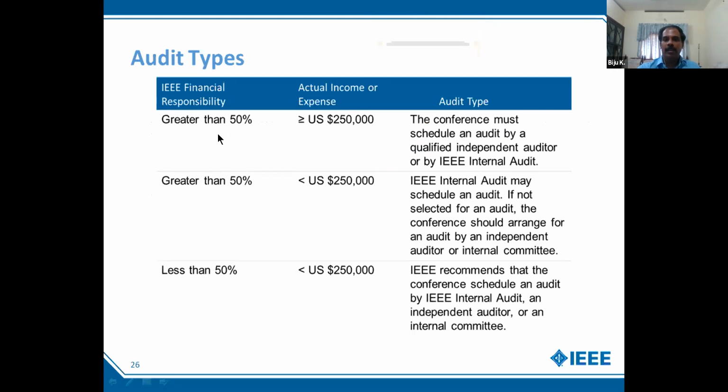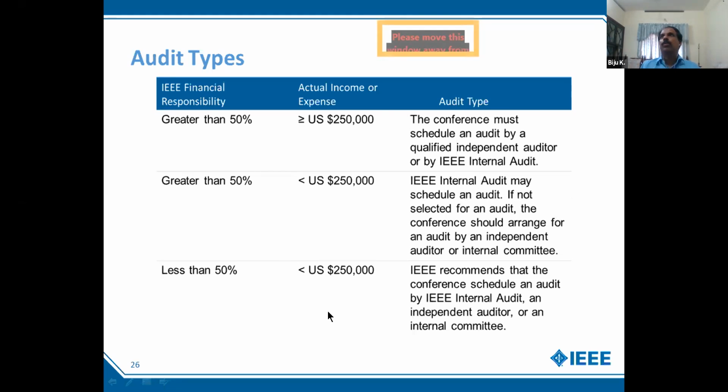The first category is with financial responsibility greater than 50%, and the actual income or expense greater than 250,000 US dollars. In that case, there is a rigorous audit process by IEEE. It's a very difficult process, so extreme care is to be taken in these cases. The second category is financial responsibility greater than 50% and less than $250,000. In that case, IEEE may go for an internal audit, with some more stringent conditions. That is optional, but in the first case it is mandatory.